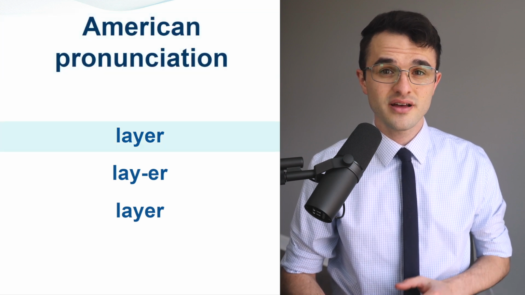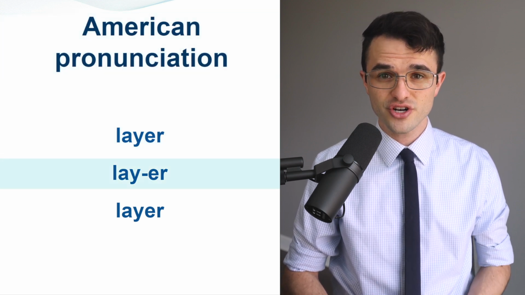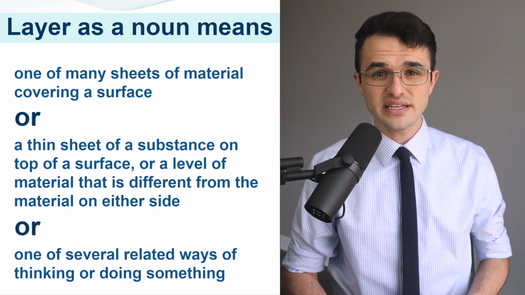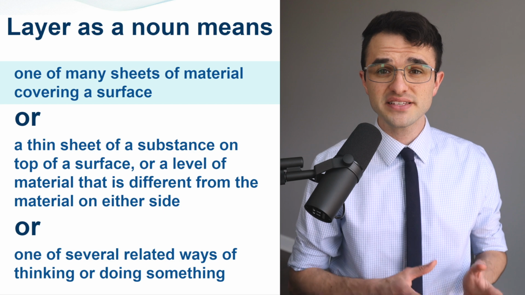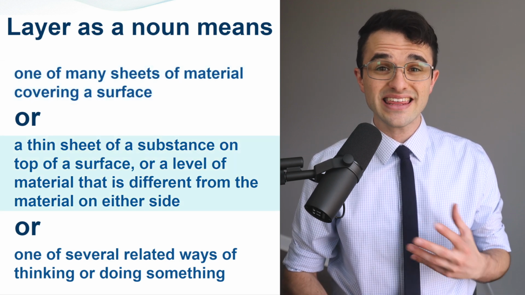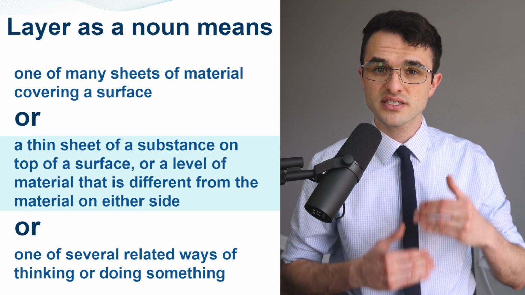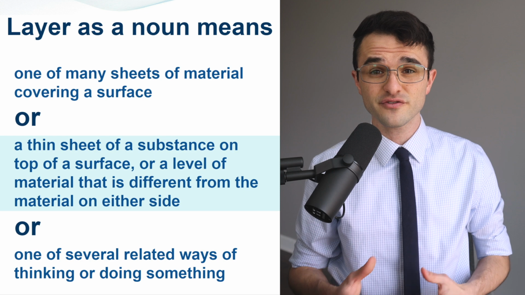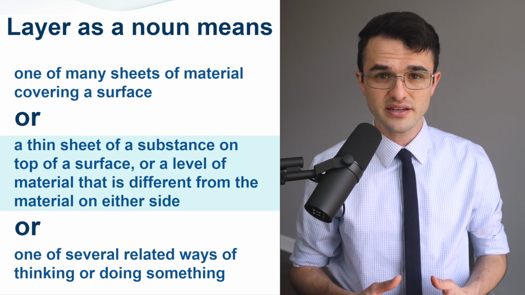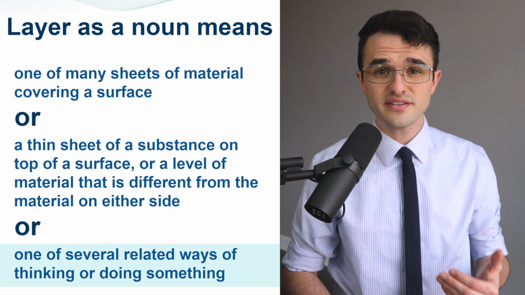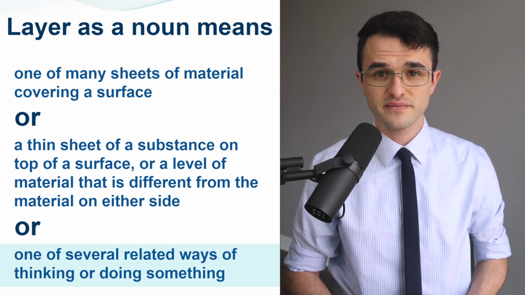Layer. Layer. Layer as a noun means one of the many sheets of material covering a surface, or a thin sheet of a substance on top of a surface, or a level of material that is different from the materials on either side, or one of several related ways of thinking or doing something.